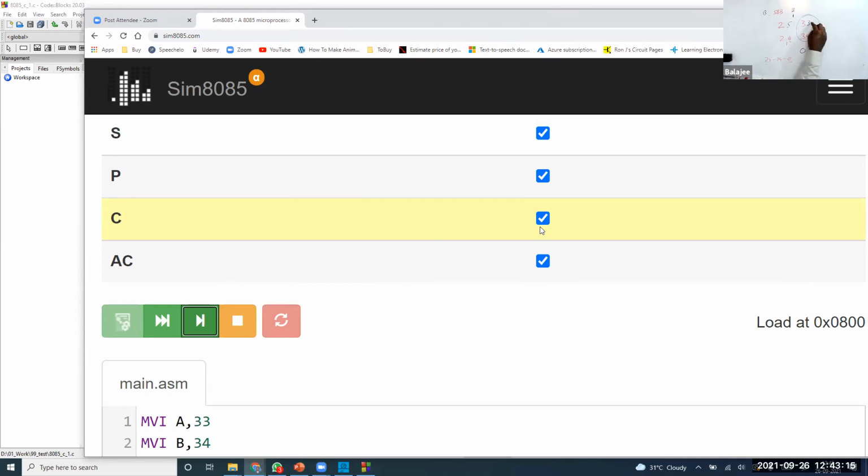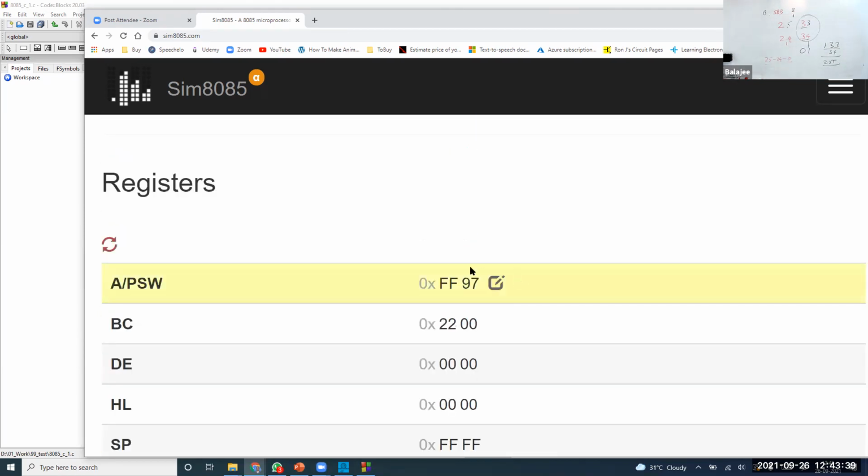Now the result is 33 minus 34. That is 133 hexadecimal. In hexadecimal binary, if you do 133 minus 34, how much will you get? You will get about 255. So now the register A should be FF. See that A should be FF. You understand? Because these are all operating on hexadecimals. That's the reason.